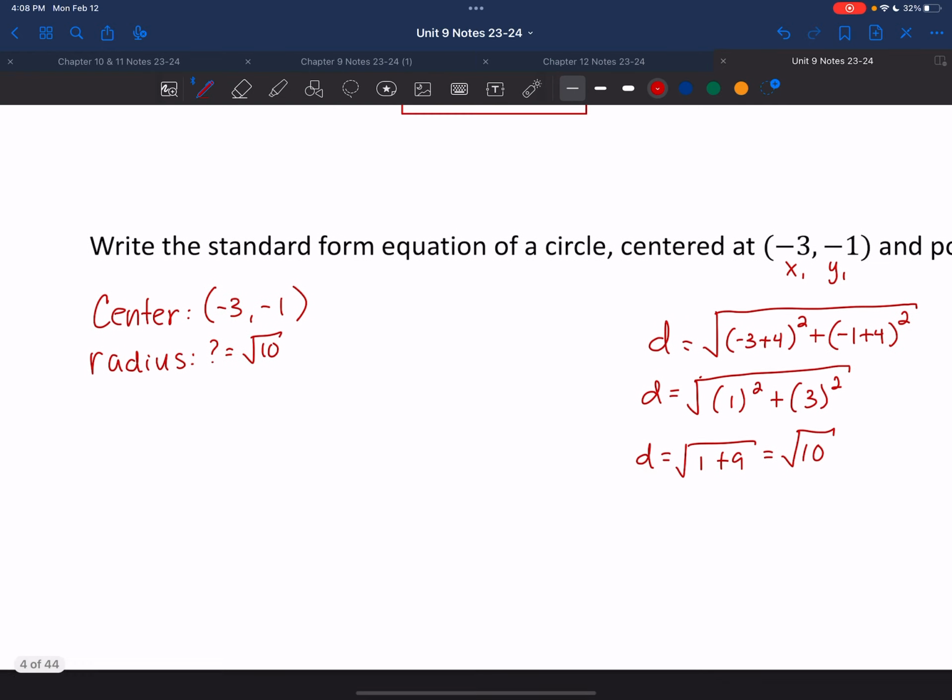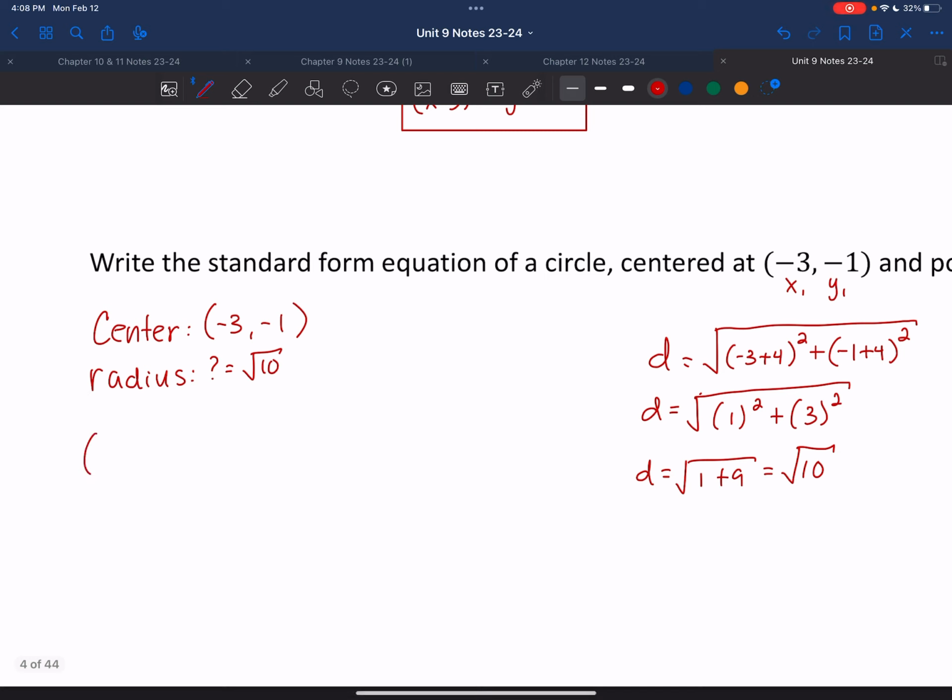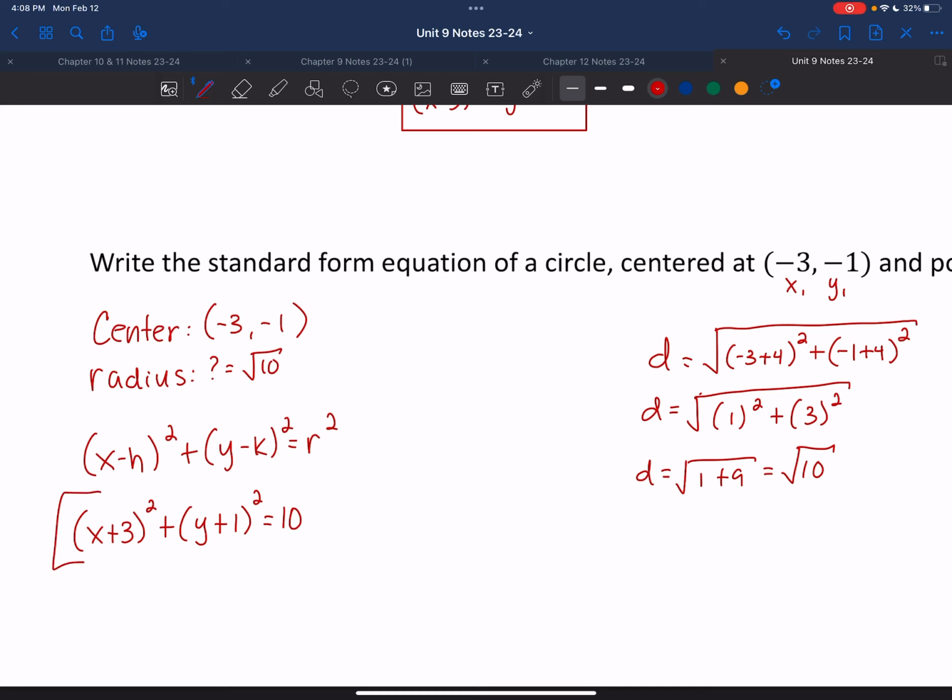So now that I've got my two parts, I can put it together. Remember, (x minus h) squared plus (y minus k) squared equals r squared. So plug it all in. I'm going to have (x plus 3) squared plus (y plus 1) squared equals 10, because the square root of 10 squared is going to give you 10.